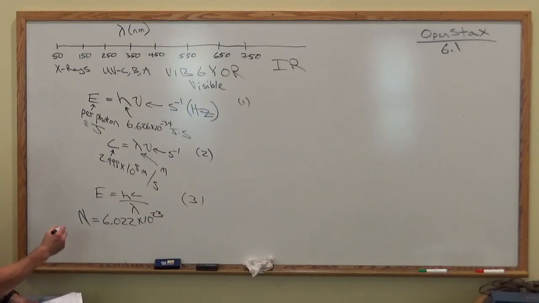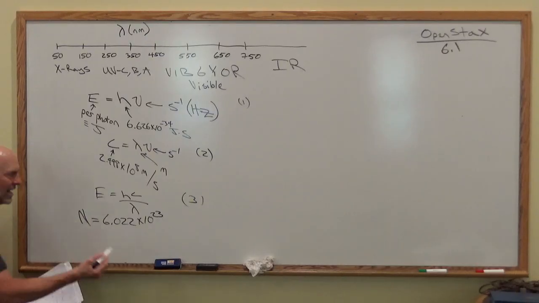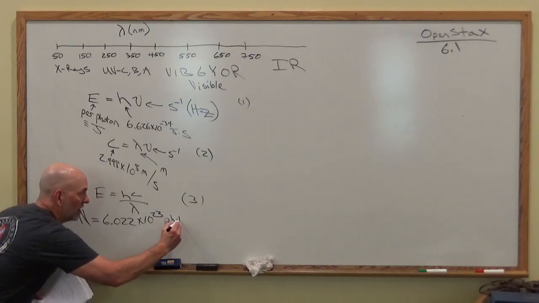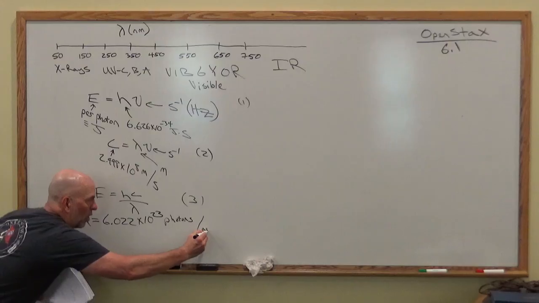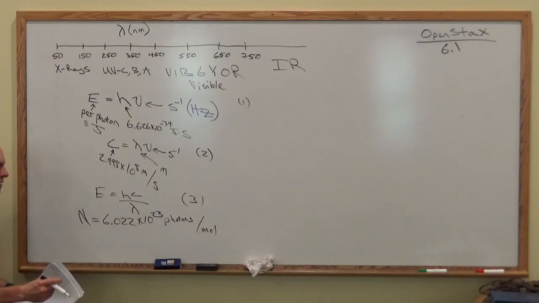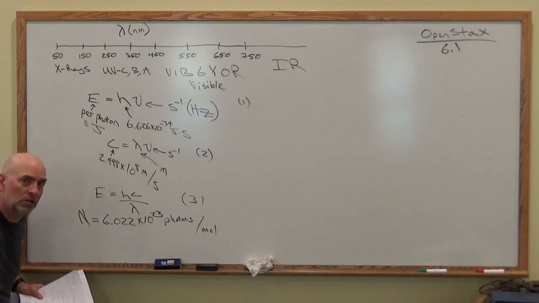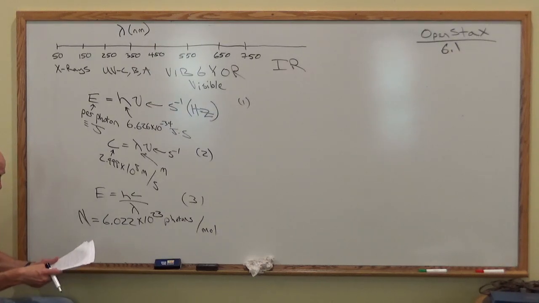Now that's Avogadro's number. What does that mean here? That means photons per mole. So a mole of photons is 6.022 times 10 to the 23rd photons. You probably just used that number, but not for photons before.